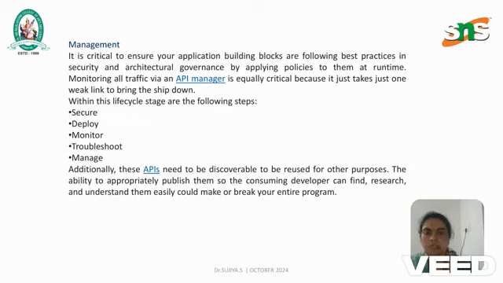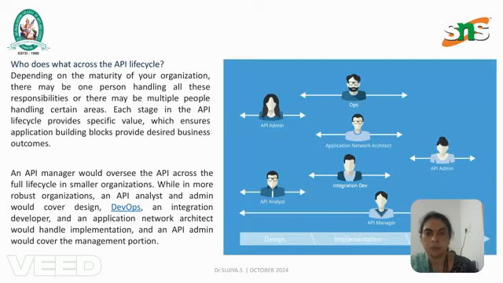These APIs need to be discoverable and reusable for other purposes, and there must be the ability to appropriately publish them so that consumers and developers can find, research, and understand them easily, which could make or break your entire program. Who does what across the API lifecycle?